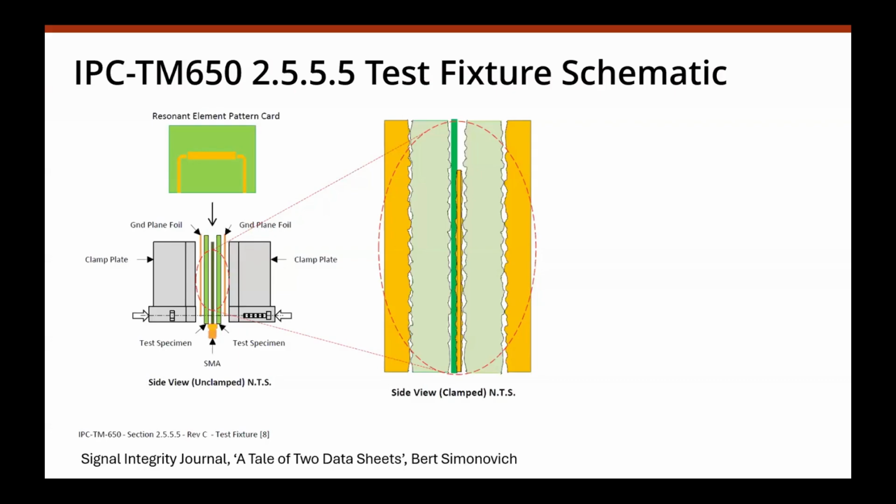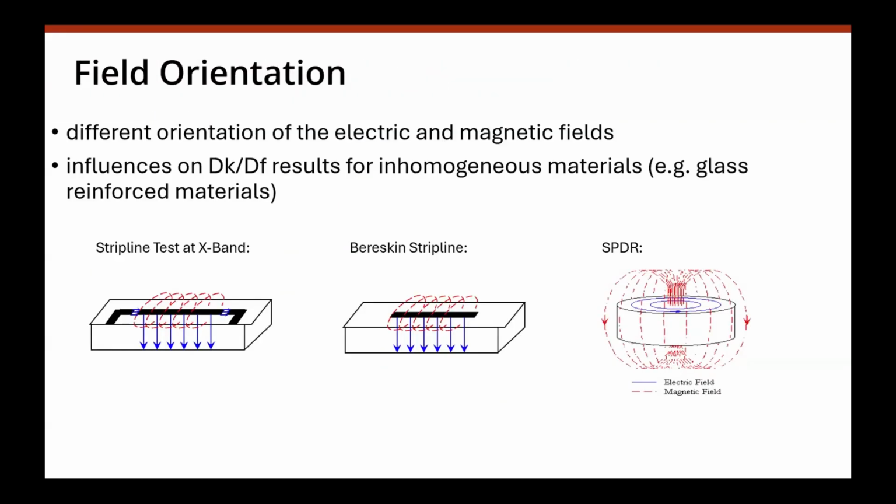The second part, which is not really clear in that picture, is that the size of that is rather large. So we are not talking about a 4 mil or 5 mil dielectric. We are talking about a much thicker dielectric to allow for that measurement. So there are some limitations. And in addition, there is something like the field orientation.